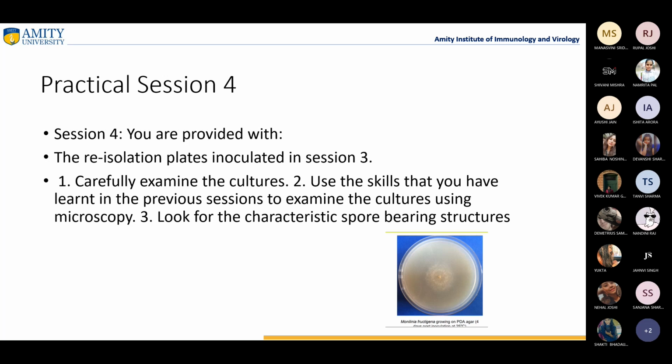Okay, if nobody has any questions, then I'll start asking. So what do you understand by Koch's postulates, and why do you think Koch's postulates are important and play an important role in proving pathogenicity? Huh?